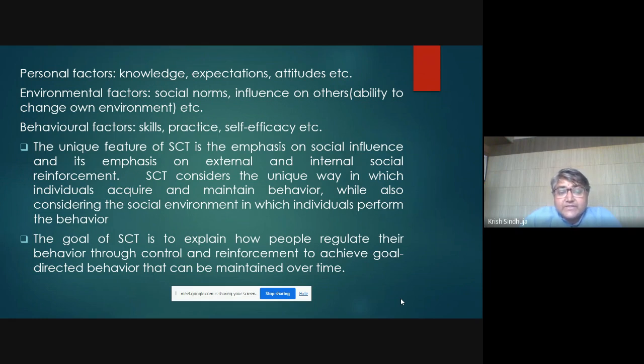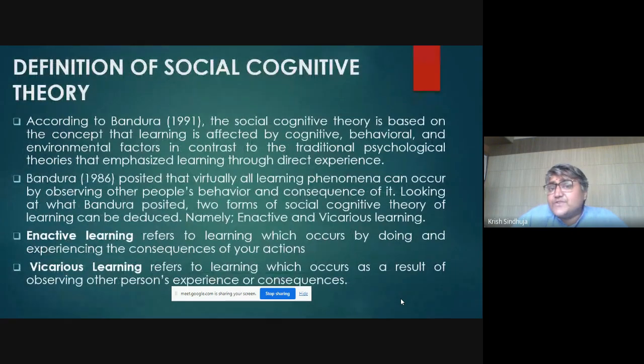So now coming to the goal of social cognitive theory: it is how people regulate behavior through control and reinforcement to achieve goal-directed behavior over a period of time. Because of these norms, in any family institution or a community as an institution, a collectivism approach comes in. It is not the individual; it's more of a collectivist approach. So how can we regulate those behaviors, which are for the collective good, right?